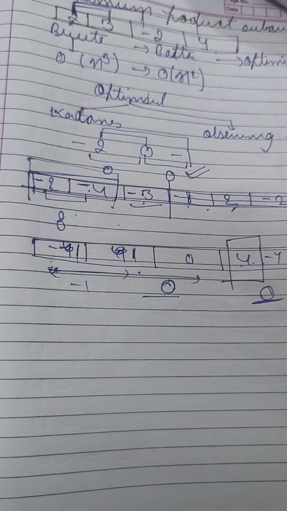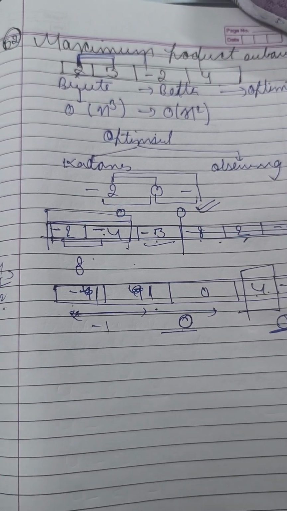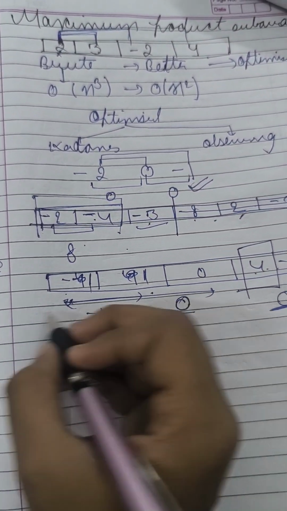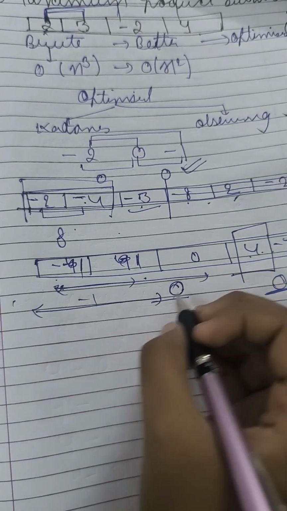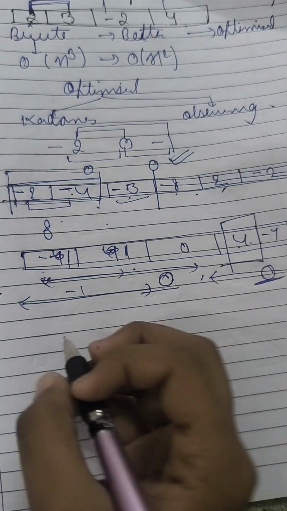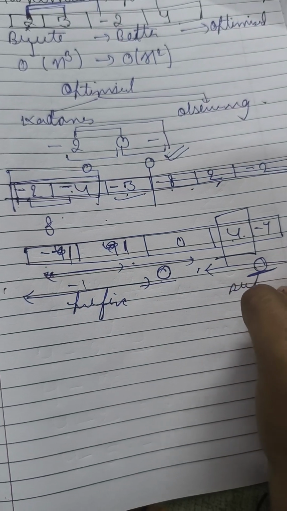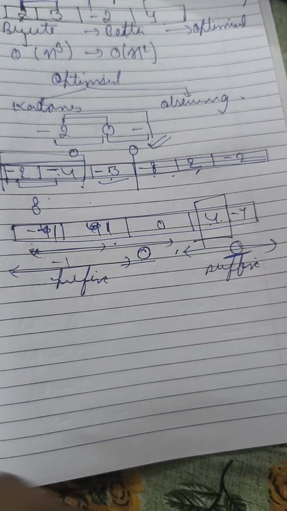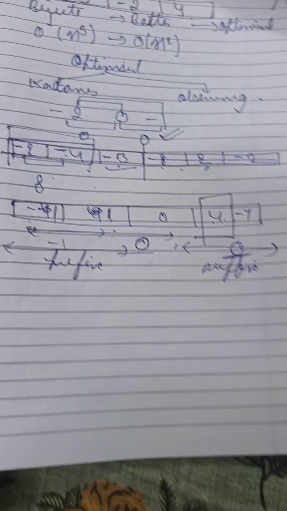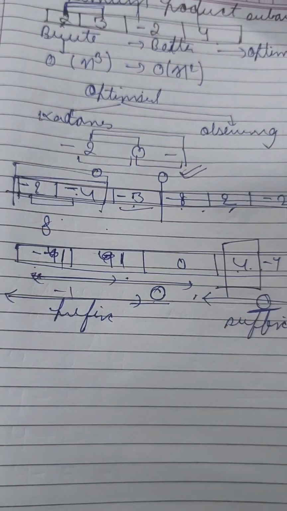So how to get that answer? You have to think in this manner: instead of taking the whole array, we could have taken this much and then this much. So prefix and suppose suffix. So here you have to deal with 2 containers.